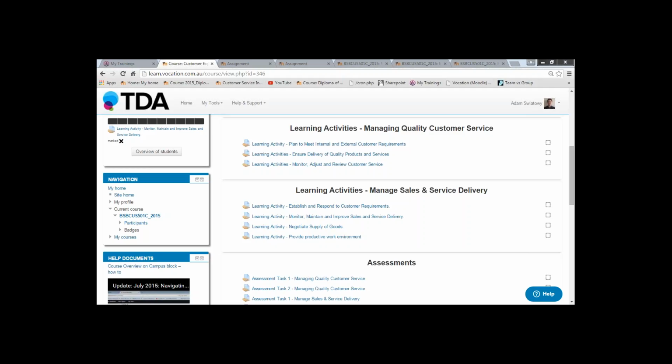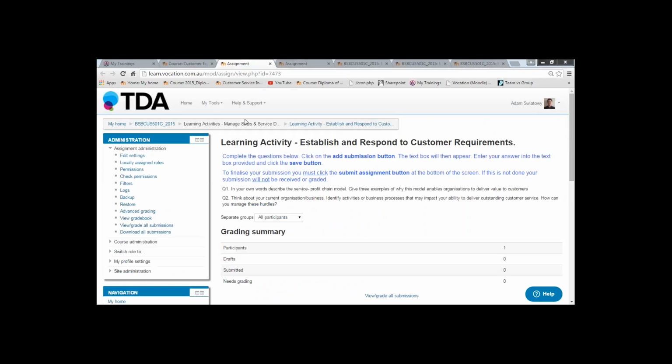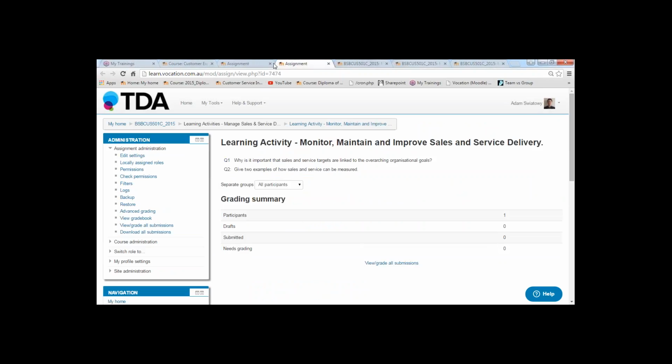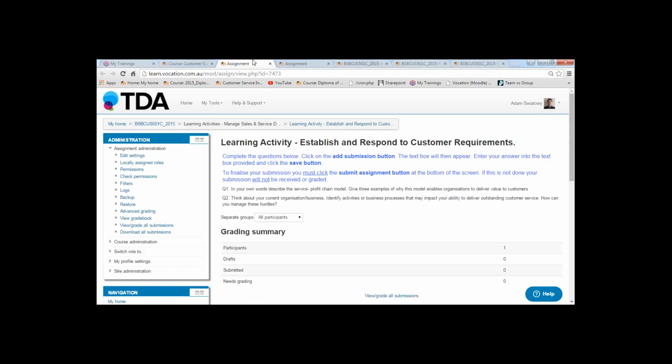So not a big session today. We do have those 2 learning activities, but you'll notice that there's 2 questions on each. So the first one, establish and respond to customer requirements, 2 questions, 2 questions in the next set. So I think we might just jump straight into these questions, unless, Alyssa, there's anything else you'd like to add to the first couple of sessions that we've run, or anything that you think might be worthy of mentioning before we get started.